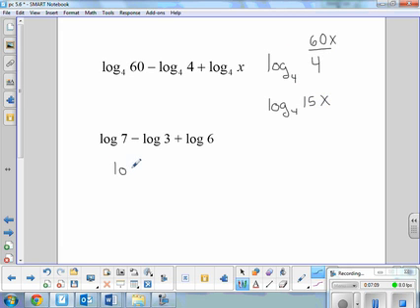This is a common log, and the reason that I know it's a common log is there's no subscript, so it's base 10. And again on this one, 3 in the denominator, 6 on top. Looks like I can just cancel right there. And I get log of 14.